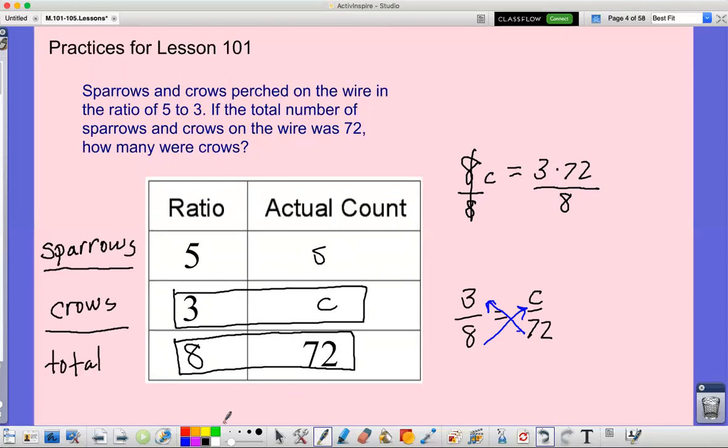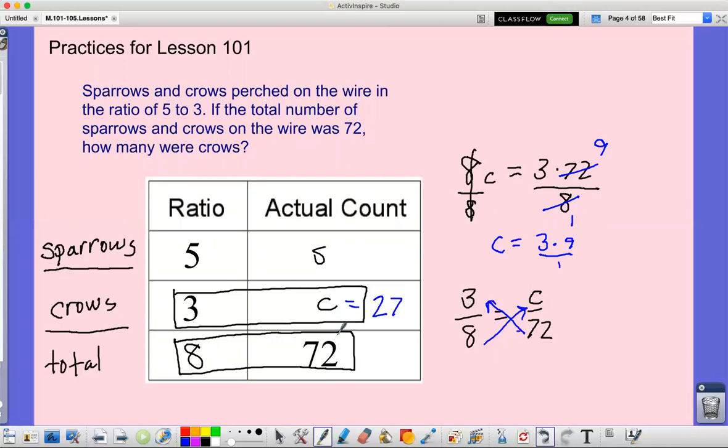And why did I not multiply these before? Because look at what happens. These numbers are actually really compatible. 72 divided by 8, that's just something you should know. 72 divided by 8 is 9. 8 divided by 8 is 1. So all you're left with is this: C equals 3 times 9, all divided by 1. So that means the number of crows we have here is going to be 27 crows.